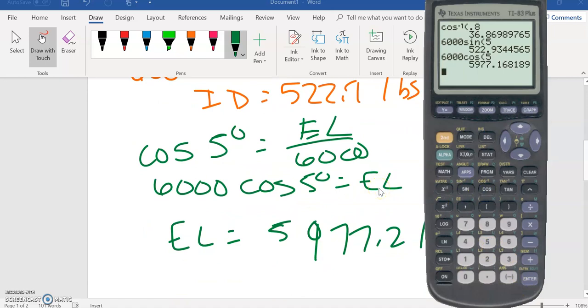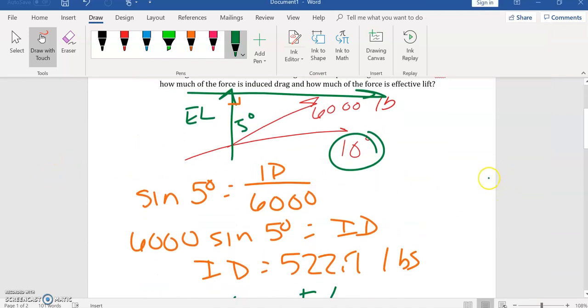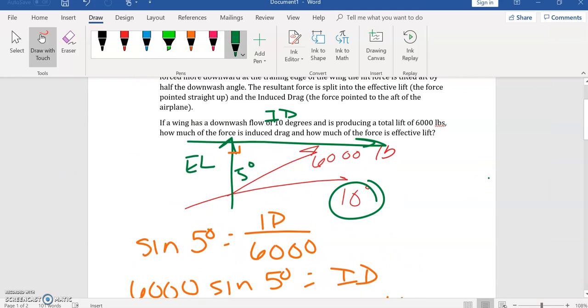5,977.2 pounds. So what this is telling me is my effective lift, because of this downwash angle, isn't that full 6,000 pounds of lift. My induced drag is slowing me down somewhat. That's the drag on the airplane. So hopefully this helps you set up the one for the trig assignment.